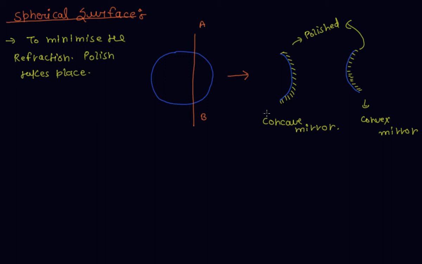So first I discuss the terminology of spherical mirrors, that is, concave mirror or convex mirror. First I take a concave mirror and discuss its terminology. This is a concave mirror named AB, and as you usually know, the outer surface of the concave mirror is polished.